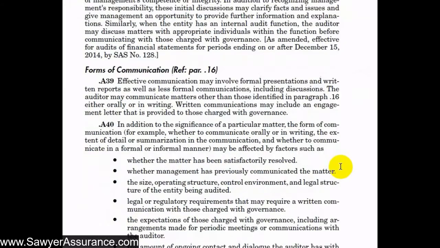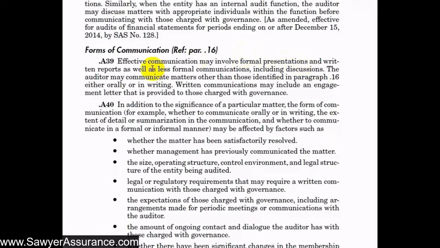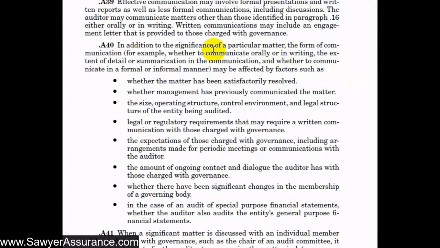Next, regarding forms of communication, this can be done in several ways. We could have a formal presentation. We could have written reports as well as less formal communications, for instance, just short discussions. And so we may communicate matters other than those identified in paragraph 16, either orally or in writing, and written communications may include an engagement letter that is provided to those charged with governance. So a lot of the initial communications to those charged with governance could possibly be through the engagement letter that they sign. And so the form of our communication, for example, whether it's oral or in writing, or it's very detailed, or it's just a summary, or whether it's formal or informal, could be affected by several factors.